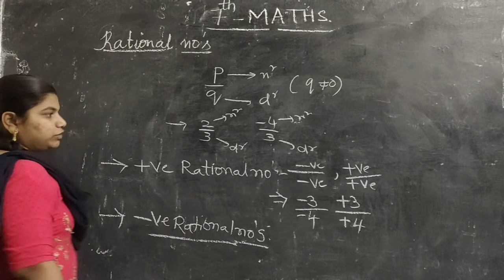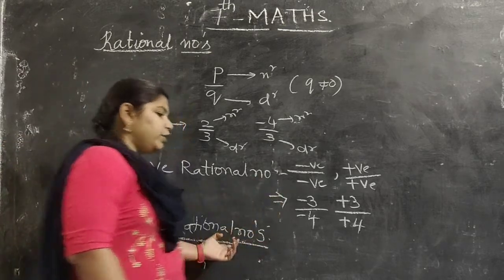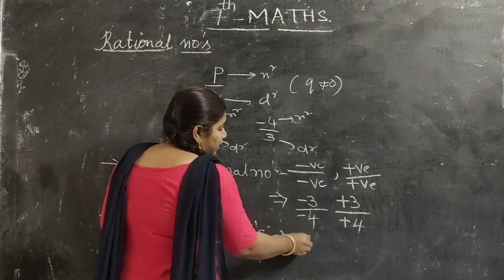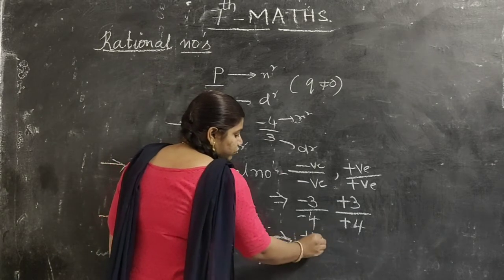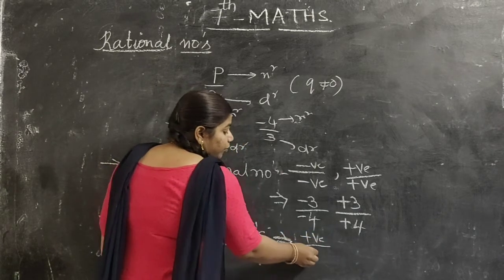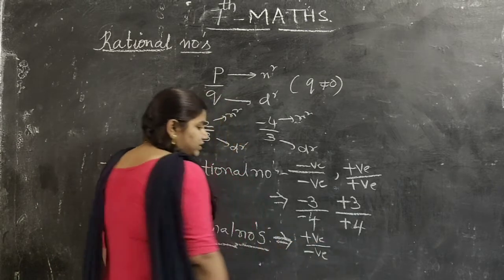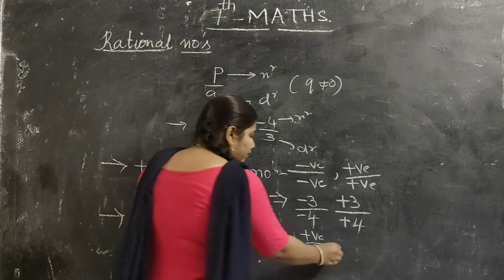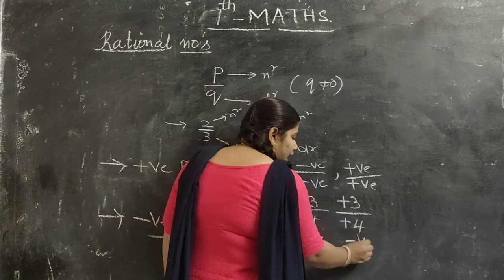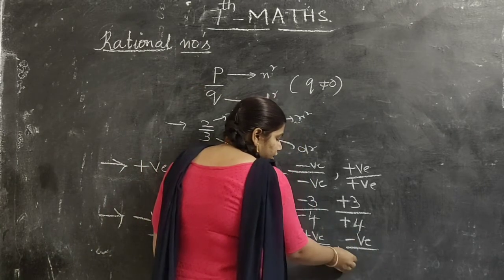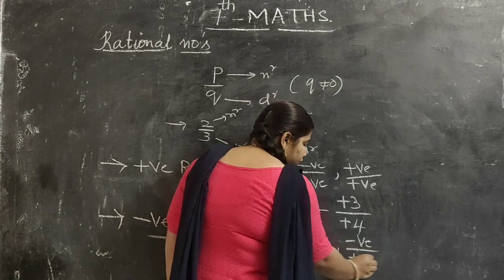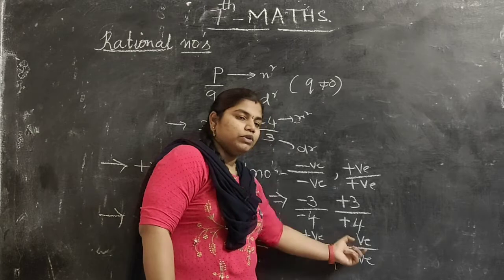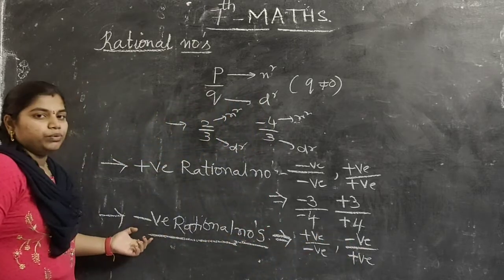So what are negative rational numbers? It is the reverse of this. If the numerator has a positive sign and the denominator has a negative sign, that means it has opposite signs in the numerator and denominator. In the same way, if the numerator has a negative sign and the denominator has a positive sign, then we call these types of numbers negative rational numbers.